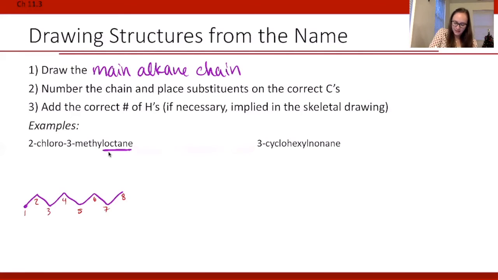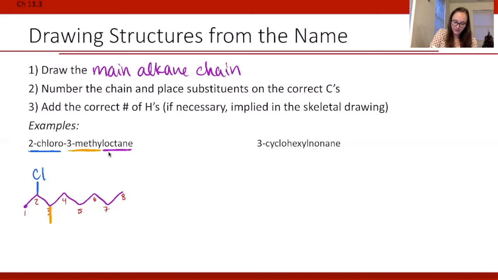And then we add in our substituents. So we need a 2-chloro group. So at the 2 position, I'm going to put a chloro. And at the 3 position, I need a methyl group. That's it. That's all we have to do. It's a lot easier to draw it this way, huh? Okay, let's do one more example and then we'll do some practice problems.